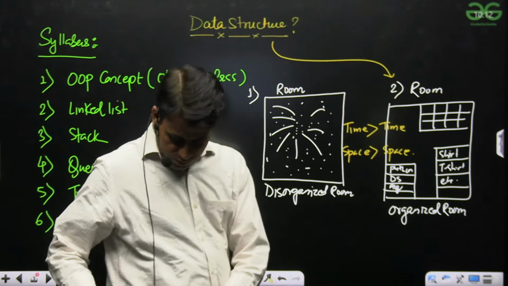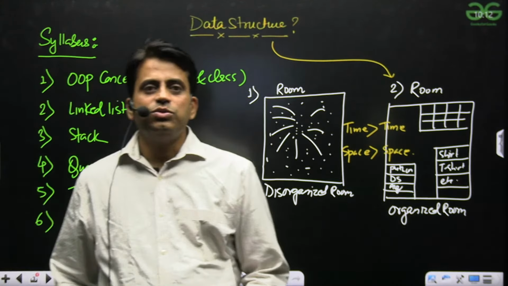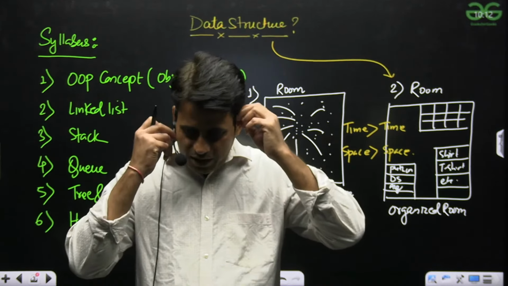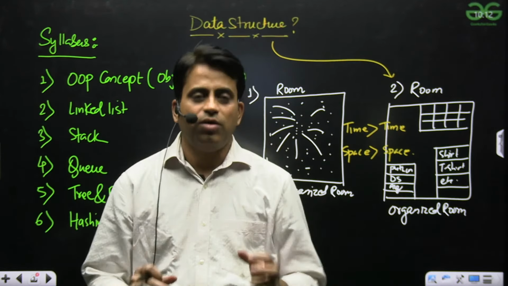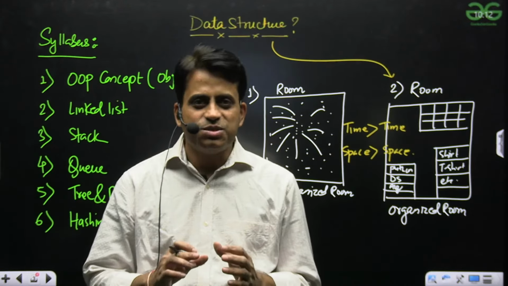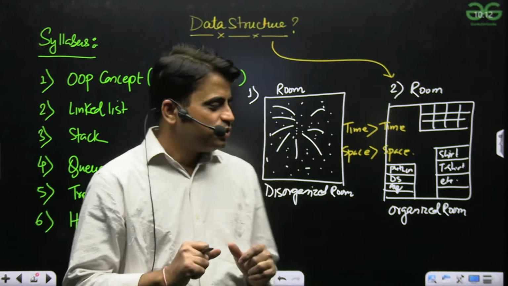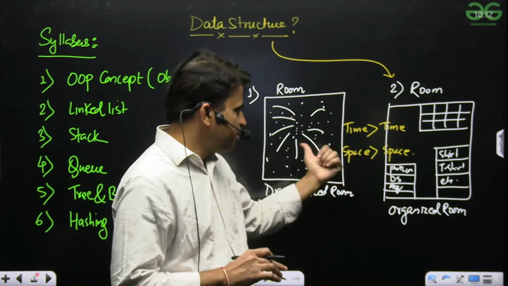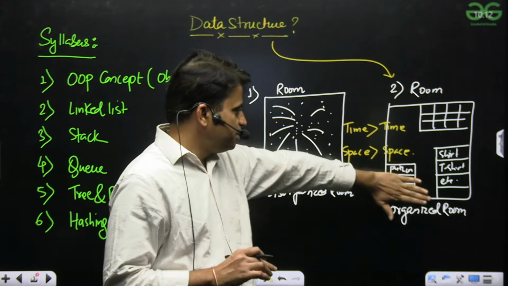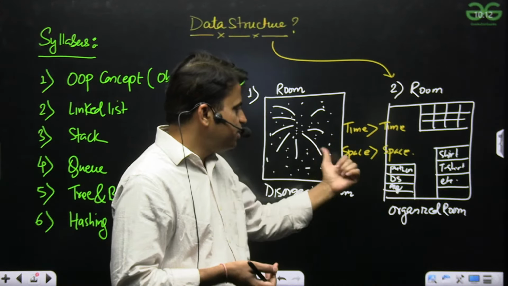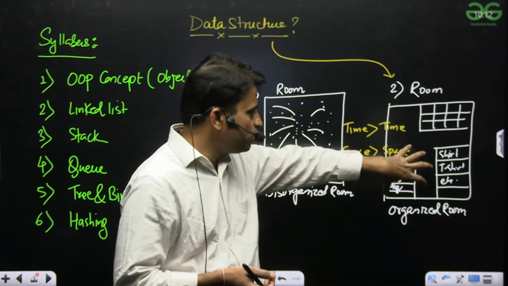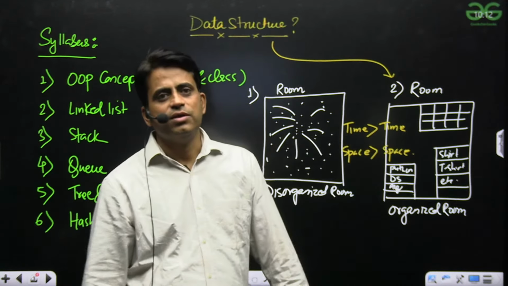So what is the use of computers? Why are we learning computer science? We are learning computer science to minimize time and space complexity, right, students? So this is the better thing. In this case, it will take less time compared to the first, and less space. You can organize more items here, right, students?